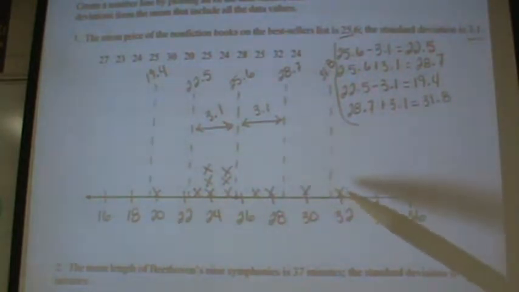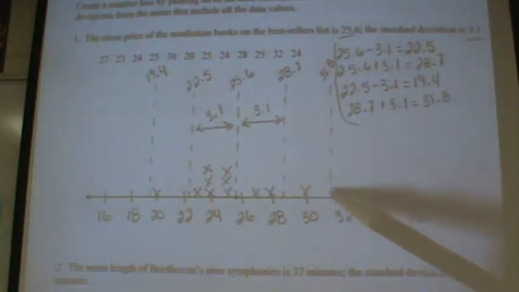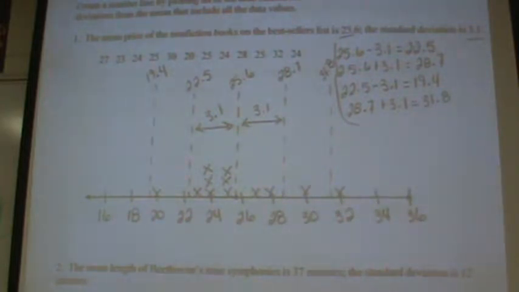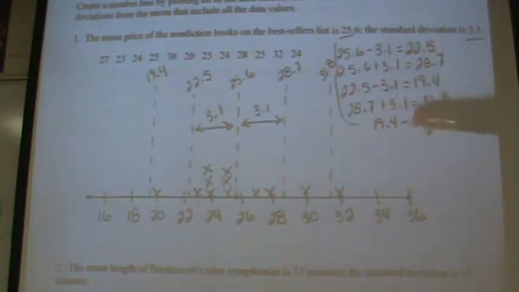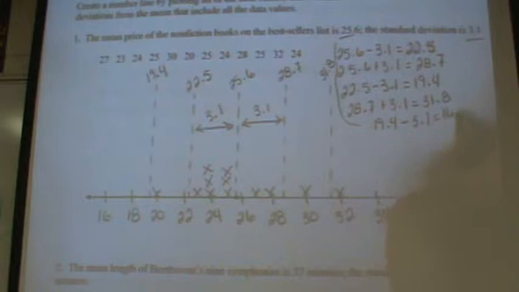Now we still have a value that's outside of those standard deviations, so we need to find another standard deviation away. So we're going to take 19.4 and subtract 3.1 again. That's going to give us 16.3. And then take our 31.8 and add 3.1 again. And that's going to give us 34.9.